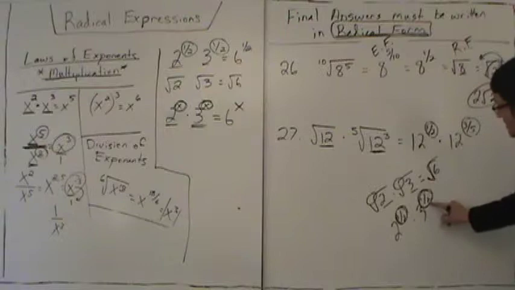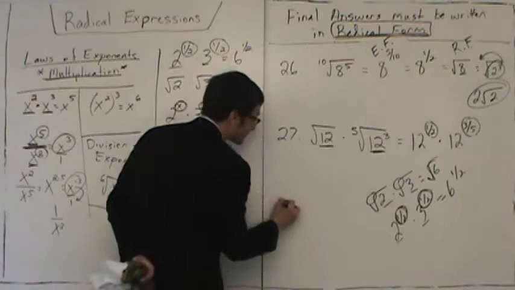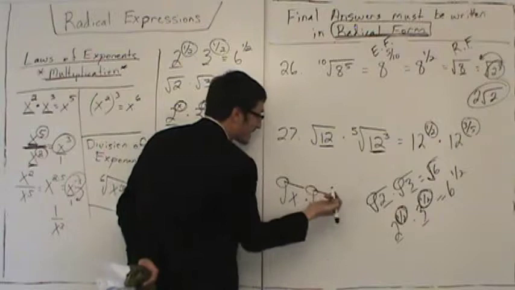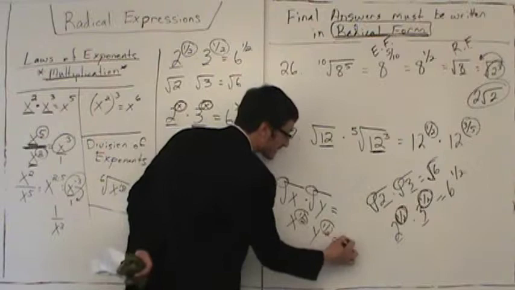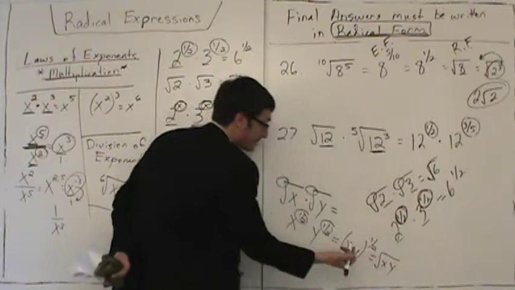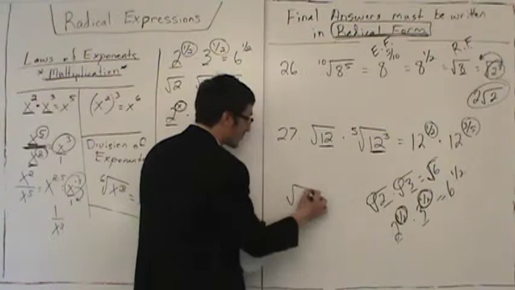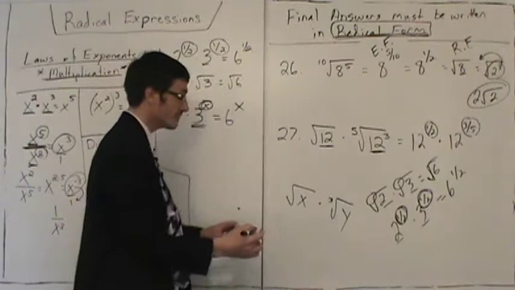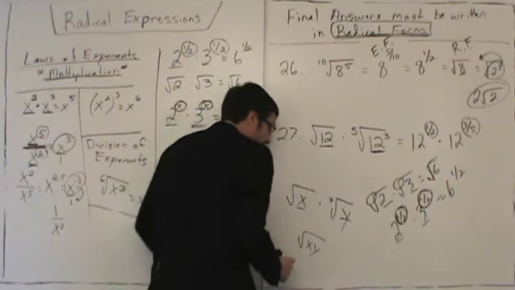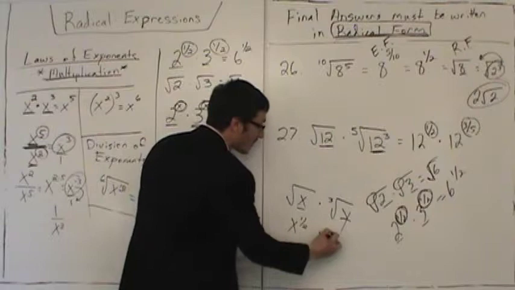So if I say the square root of x multiplied by the square root of y, do the exponents match? Yes, they do. This is x to the 1 half multiplied by y to the 1 half. Since the exponents match, we can say that this is xy to the 1 half power, or the square root of xy. However, like this problem, if I say the square root of x multiplied by the cube root of y, can we multiply x times y and get some sort of root of xy? No, we cannot, because the exponents do not match. This is x to the 1 half times y to the 1 third. The exponents do not match, so we cannot multiply our base together.